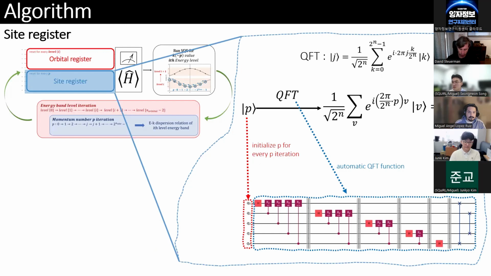Then how about site register? Due to the Bloch's theorem, single electron eigenstate can be represented as a quantum Fourier transform formalism. So if we consider the specific momentum quantum number P for the periodic lattice system, binary represented P number is an input for the QFT circuit, which ensures the Bloch state of an electron.